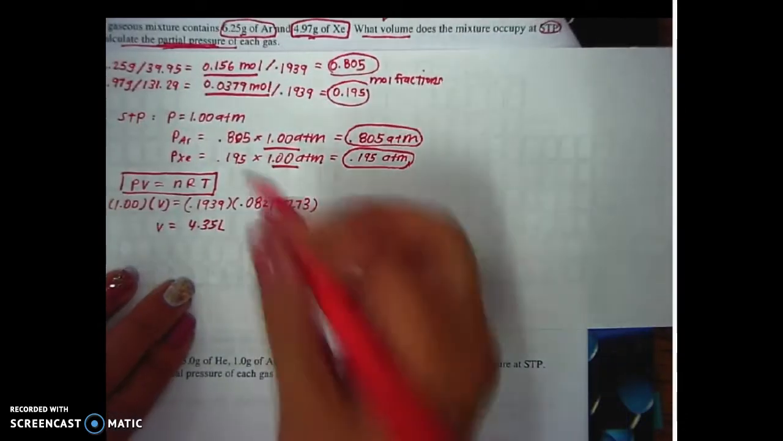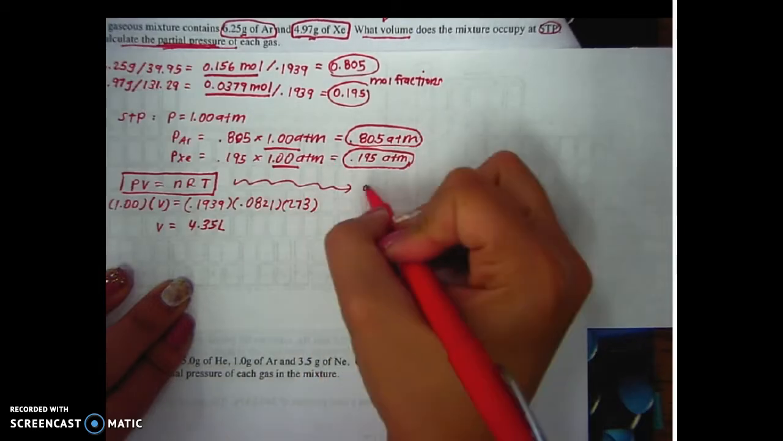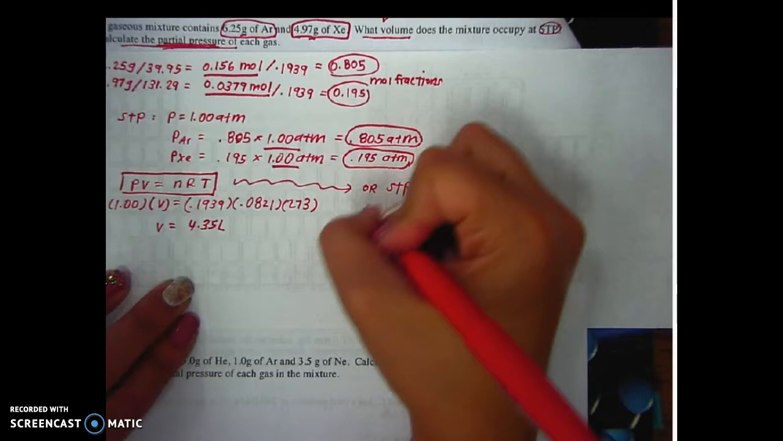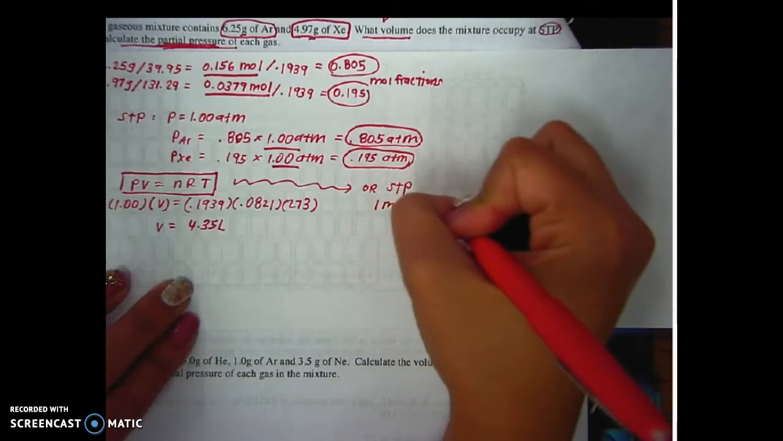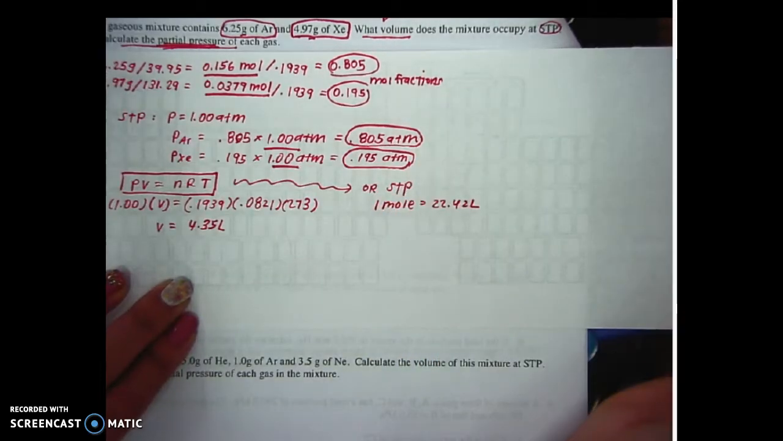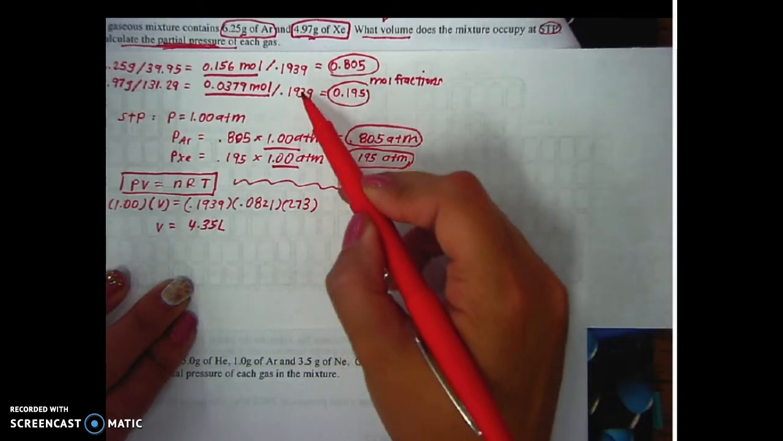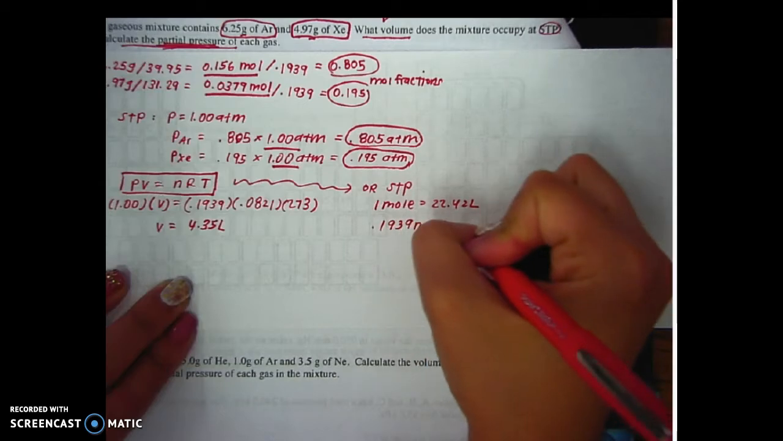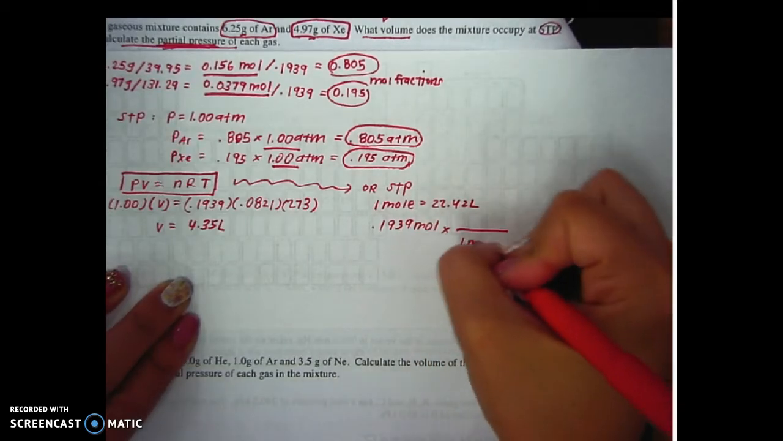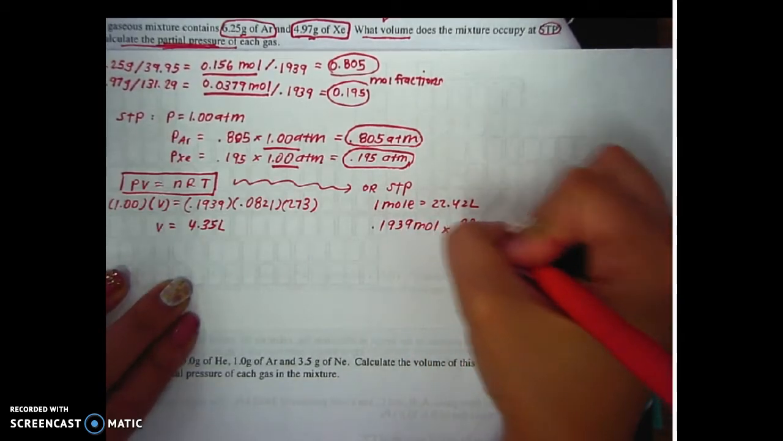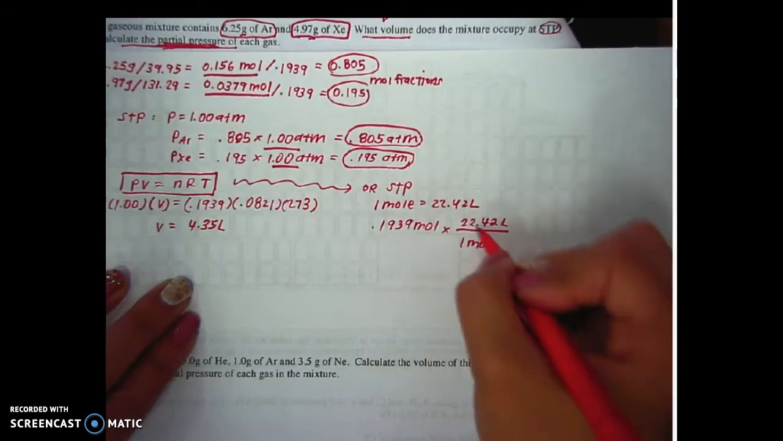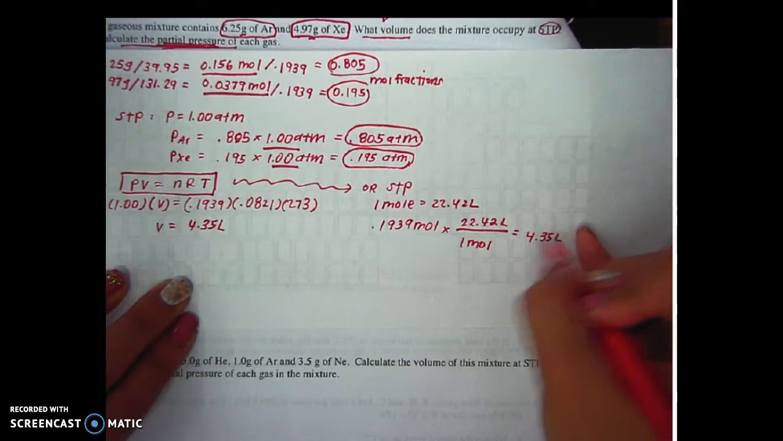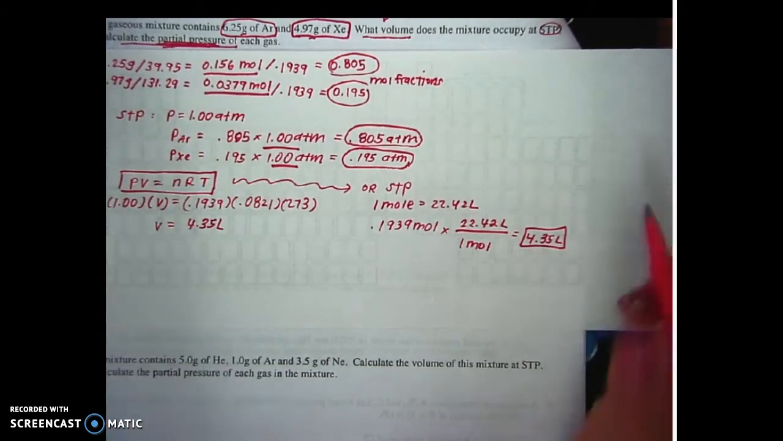Another thing that you guys could use here is the STP shortcut. So you know that at STP, 1 mole of gas occupies 22.42 liters. And you actually already know the total number of moles. It was 0.1939 moles. And we could just multiply by ratio here. You know that 1 mole occupies 22.42 liters. So if you just go through and multiply that out, you should get the same answer here as 4.35 liters. And that's all.